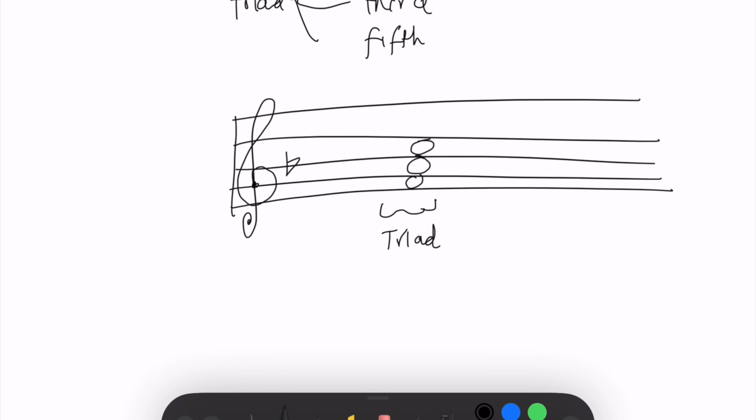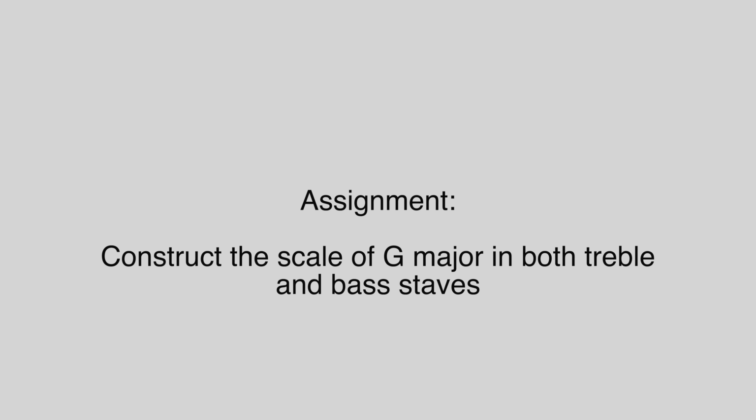And with that comes to the end of this lesson. As I said, your assignment will be to construct the scale of G major in both treble and the bass staves. See you in the next lesson.